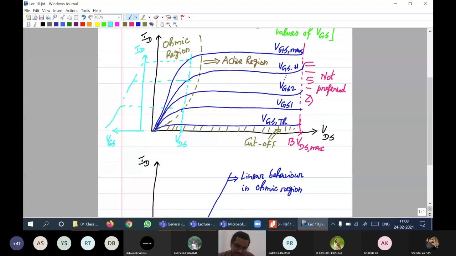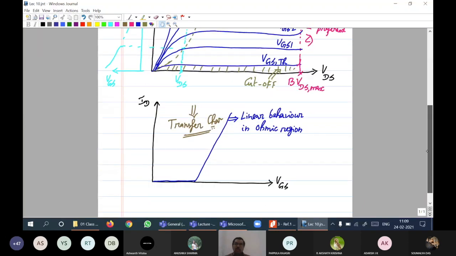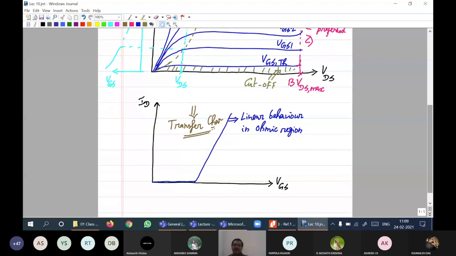And that transfer characteristics is what I have drawn here. This is the transfer curve. Okay, so for a fixed value of VDS, the plot of VGS versus ID is going to give you the transfer characteristics, and it is going to be linear in the ohmic region. This is how we tell that gate source voltage has got a control over the drain current. Okay, these are the VI characteristics of the power MOSFET.